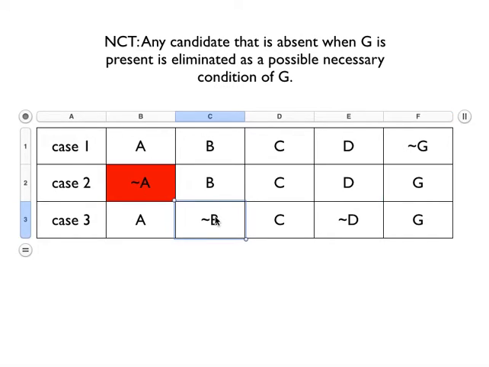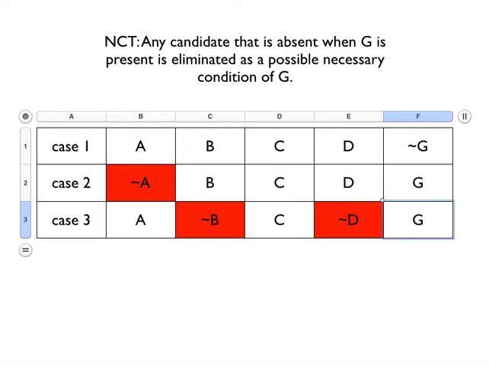Look at case 3 now. Here you see both B and D are absent when G is present. And what that means is that B and D cannot be necessary conditions for G. Again, because G is here even though B and D are not here. And that means neither B nor D are necessary conditions for G, because G obtains regardless of whether those are present in this case.